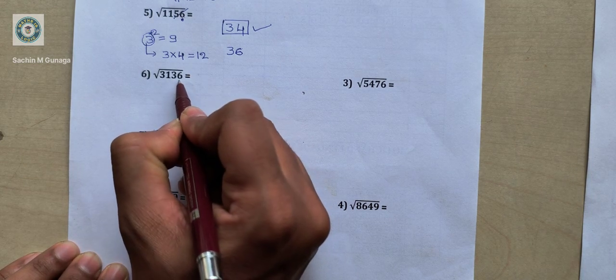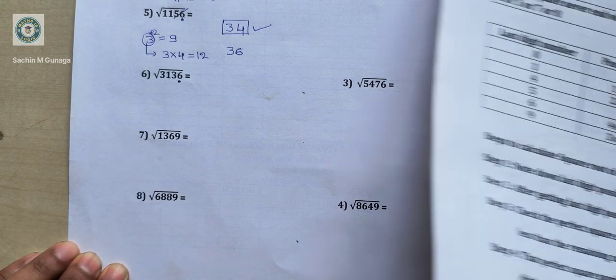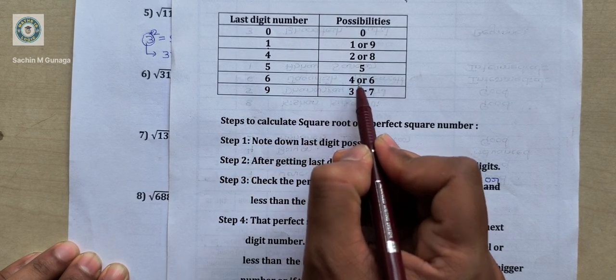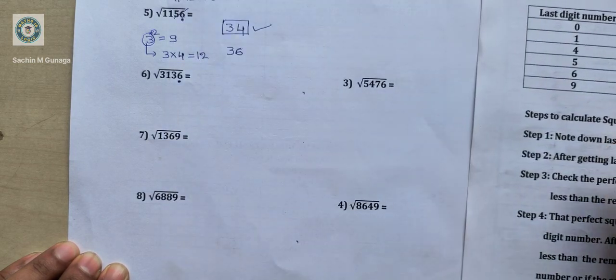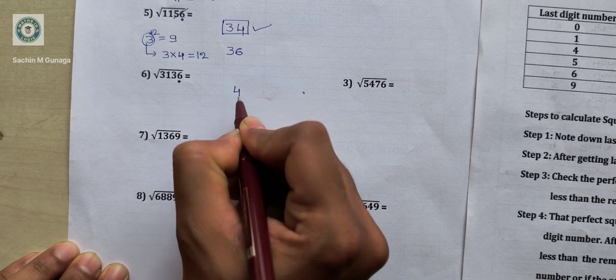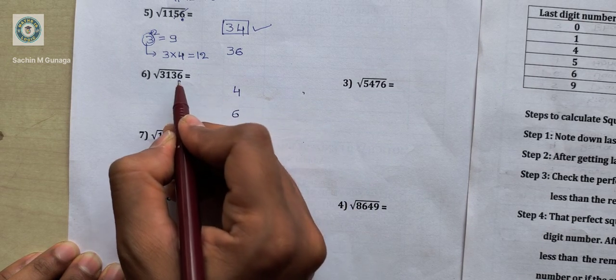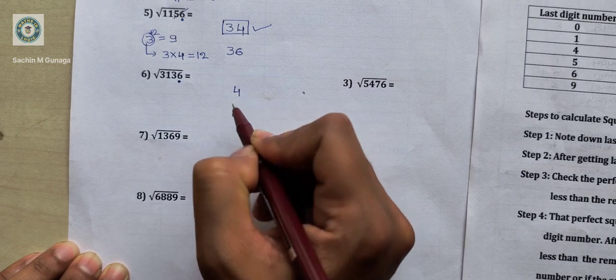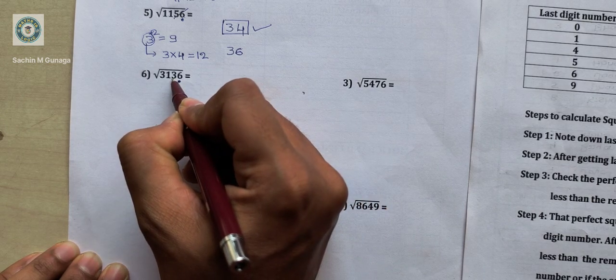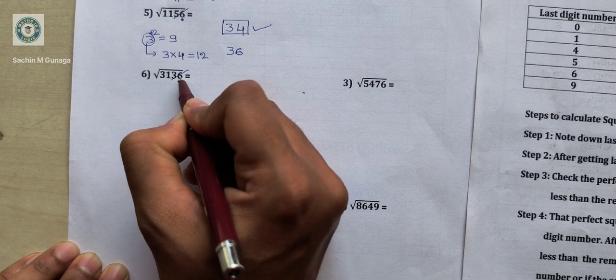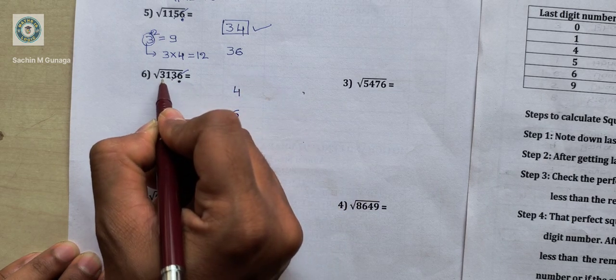3136. Here last digit number is 6. Therefore, last digit number 6 possibility is 4 or 6. Therefore, note down here 4. Next is what here? 6. After writing last digit number possibilities, next we need to cancel last two digits. So what is the last two digits here? 3 and 6.